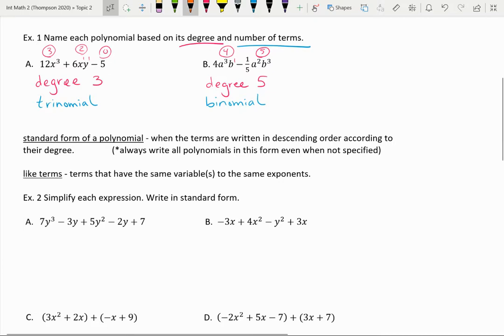Another reminder, definition here is like terms. So when do I have like terms? Like terms are when I have terms that have the same variables to the same exponents. So you've got to have both conditions met there.